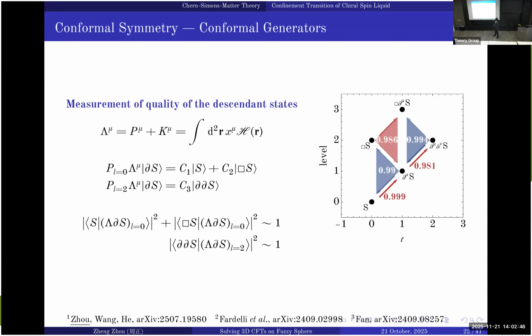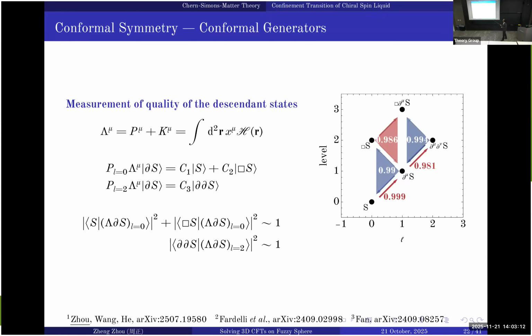If we compare the left-hand side and the right-hand side, we take their overlap. The overlap closer to 1 would mark better conformal symmetry. And indeed, we find that all these lowest lying overlaps are above 98%, most even above 99%, which also tells us about the conformal symmetry.